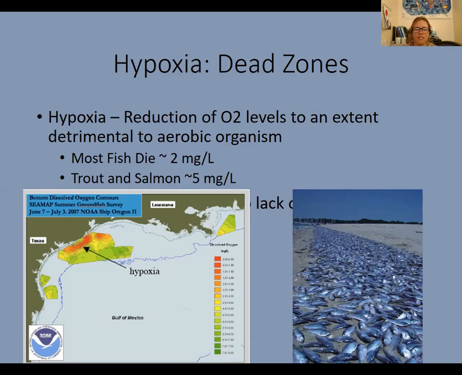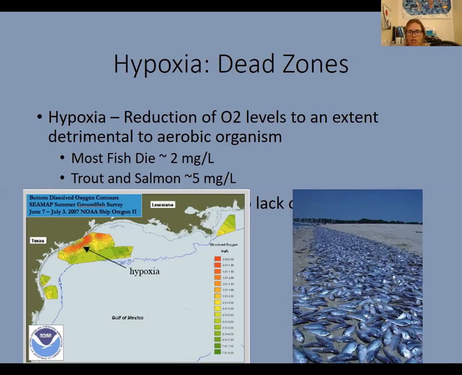So hypoxia is defined as the reduction of O2 or oxygen levels to an extent that's detrimental to aerobic organisms, those organisms that need oxygen to survive, which is most organisms. So most fish will die once we get down to levels of oxygen in the water that's like 2 milligrams of oxygen per liter.